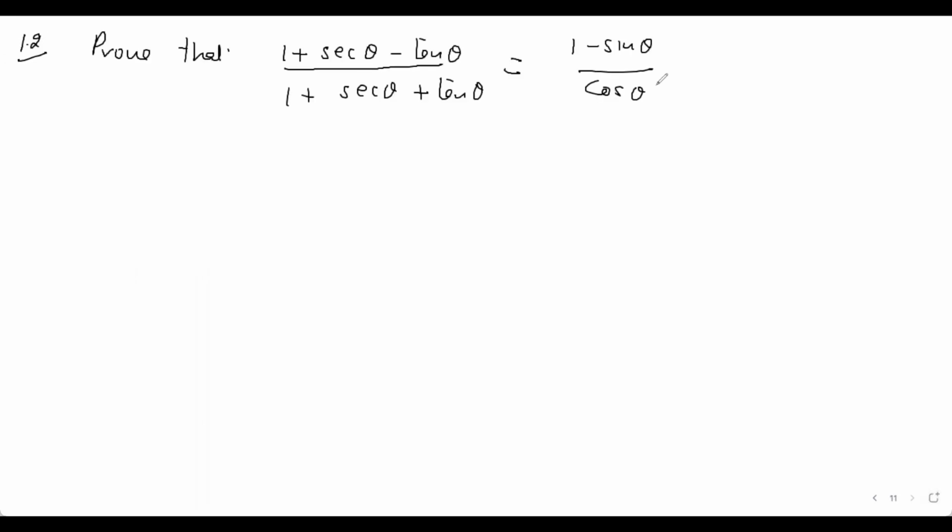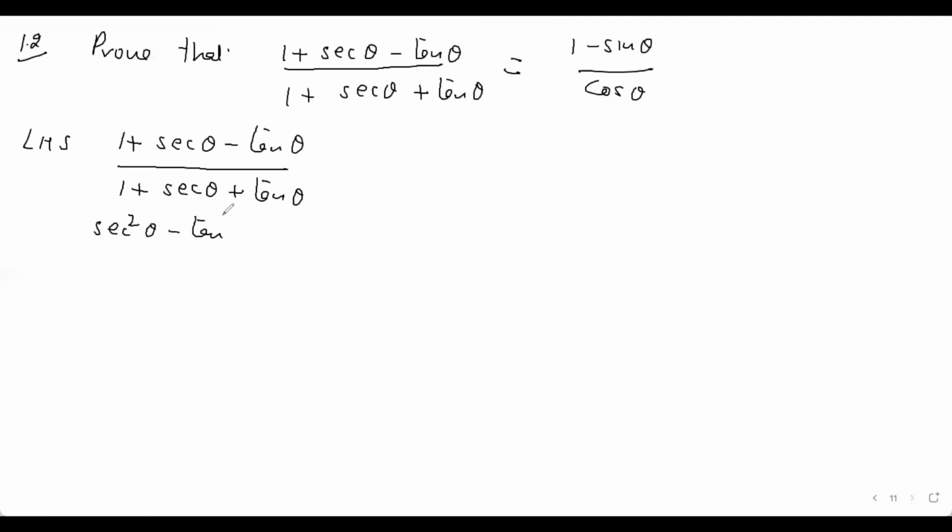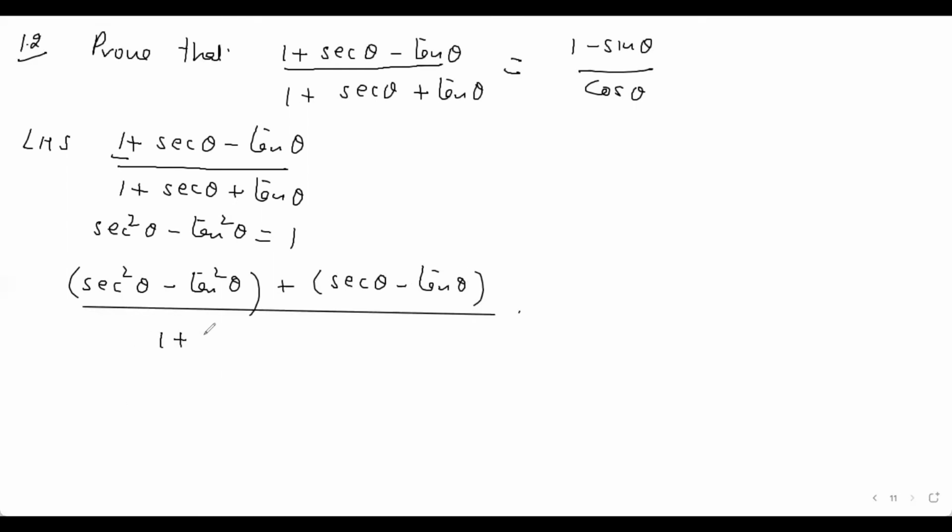Now this is question number 12. The question is, prove that (1 plus sine theta minus tan theta) upon (1 plus sec theta plus tan theta) is equal to (1 minus sine theta) upon cos theta. So the left hand side is, we know sec square theta minus tan square theta is 1. So instead of this 1, I am going to write sec square theta minus tan square theta, and I'm going to put it in the bracket, plus sec theta minus tan theta as it is, upon 1 plus sec theta plus tan theta.